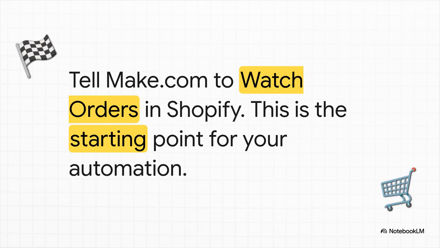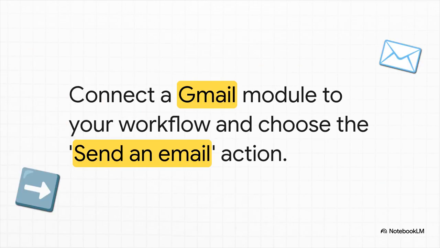All right, step one, we need a starting point. This is our trigger. So in Make, we'll grab our first module, which will be Shopify, and we'll pick the option that says Watch Orders. That's it. We've just told the system, hey, keep an eye on Shopify, and the second a new order pops up, kick things off. So once that trigger fires, what do we want to happen next? Well, that's our action. We're going to add a second module, this time for Gmail, and we'll choose the Send an Email action. So now we've got our logic. When a new order happens, then send an email.